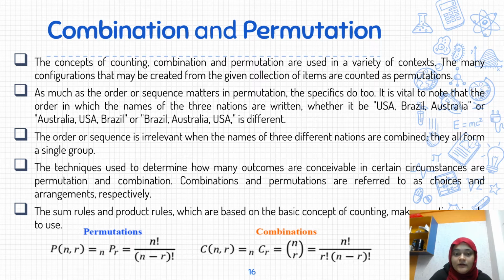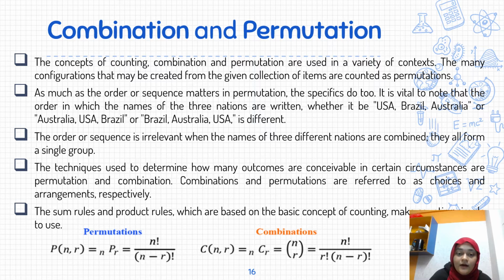It is vital to note that the order in which the names of three nations are written, whether it's USA, Brazil, Australia, or Australia, USA, Brazil, or Brazil, Australia, USA, is different. The order of consequence is irrelevant when the names of three different nations are combined. They form a single group.